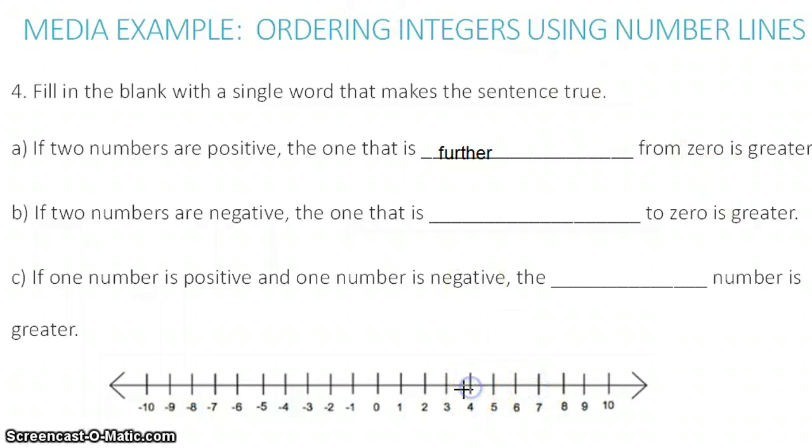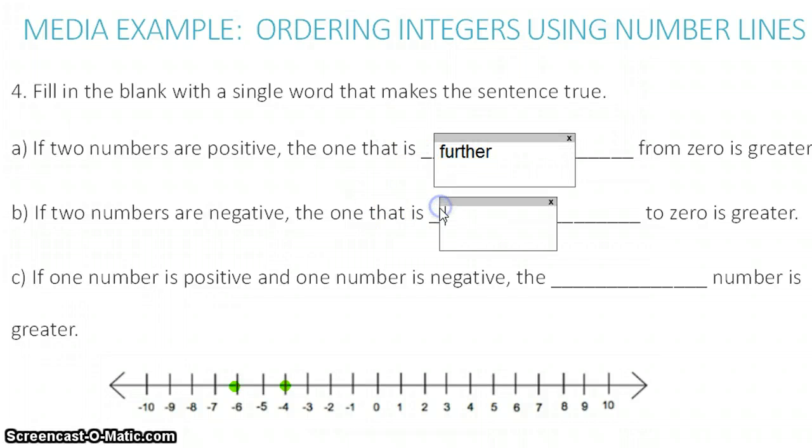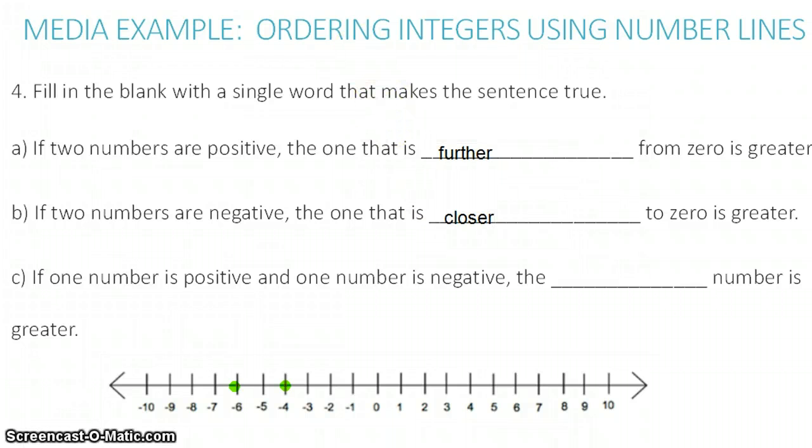Let's look at the next one. If two numbers are negative, the one that is blank to 0 is greater. So I'm just going to plot any two negative numbers. Here we go. Now notice that the one that is larger is closer to 0. So if two numbers are negative, the one that is closer to 0 is greater.